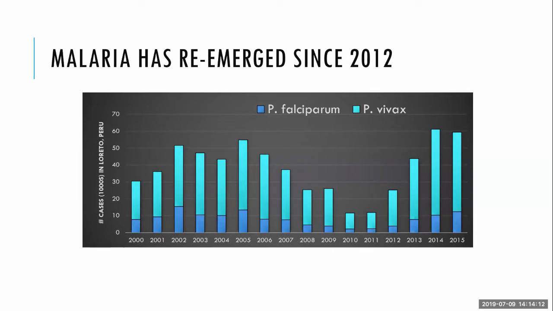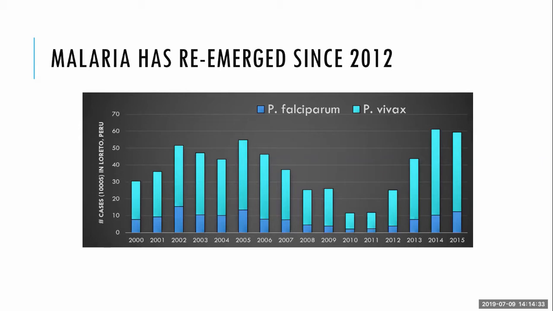And so a key challenge going on right now in this part of the Amazon is that malaria has reemerged. So here's a time series of annual malaria case counts for Loreto, that region in Peru that I was just showing, starting in 2000. What this doesn't show is that in the 1990s, cases were actually quite high, higher than they were here.